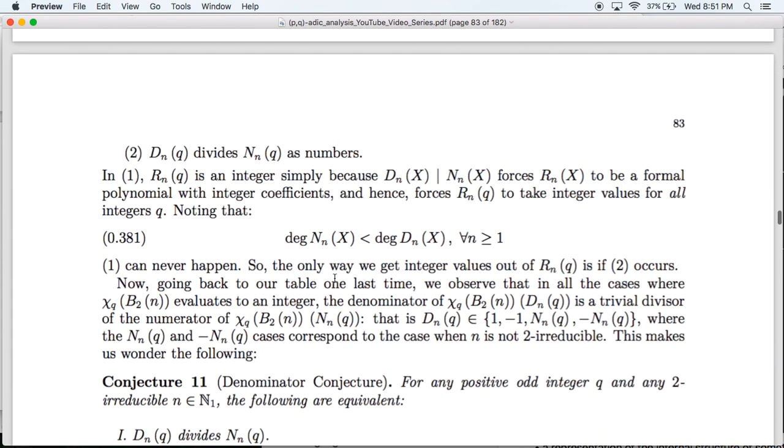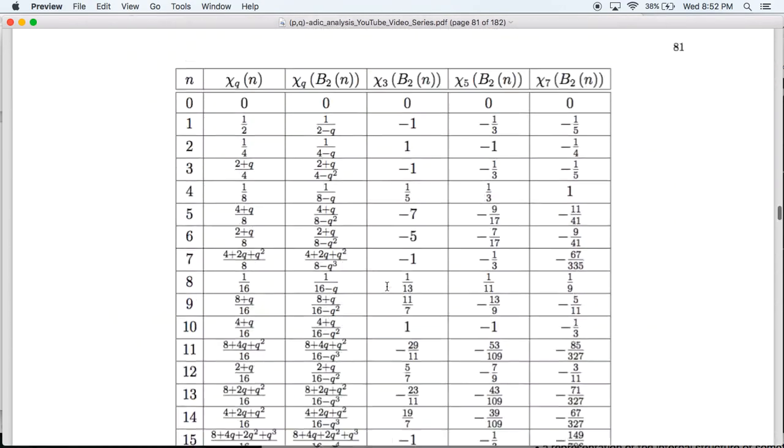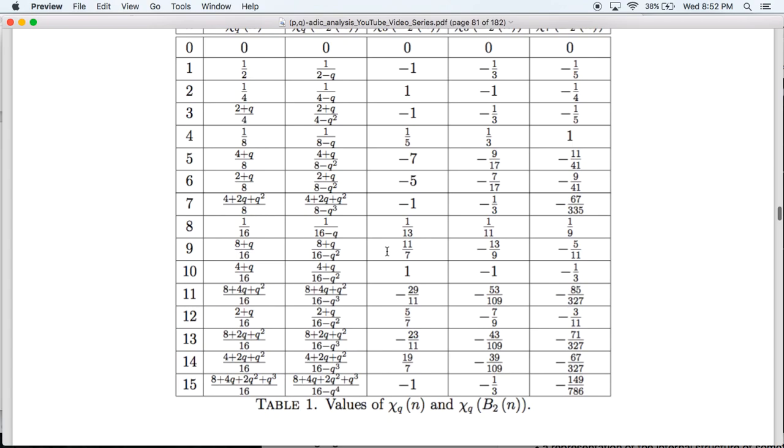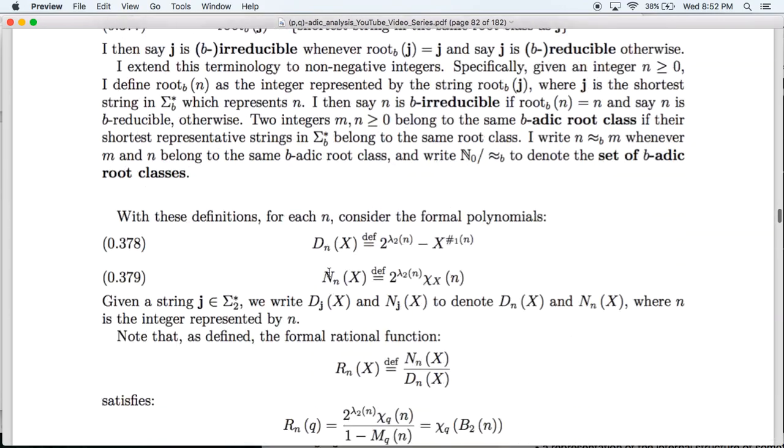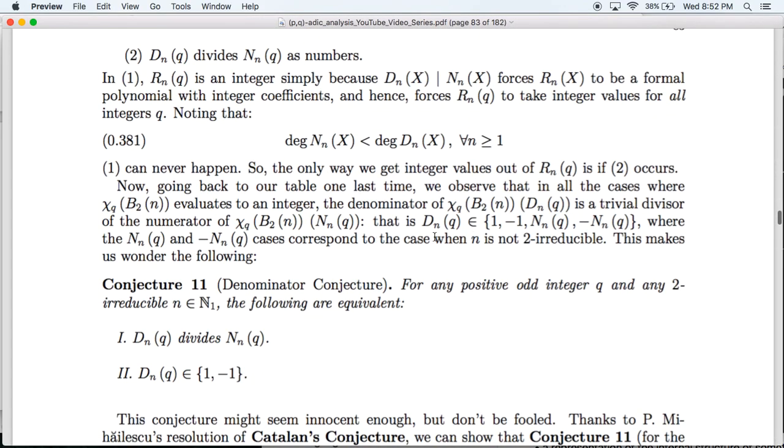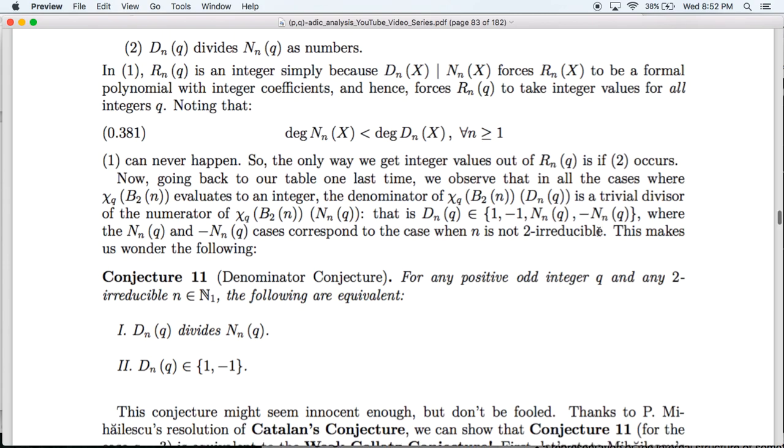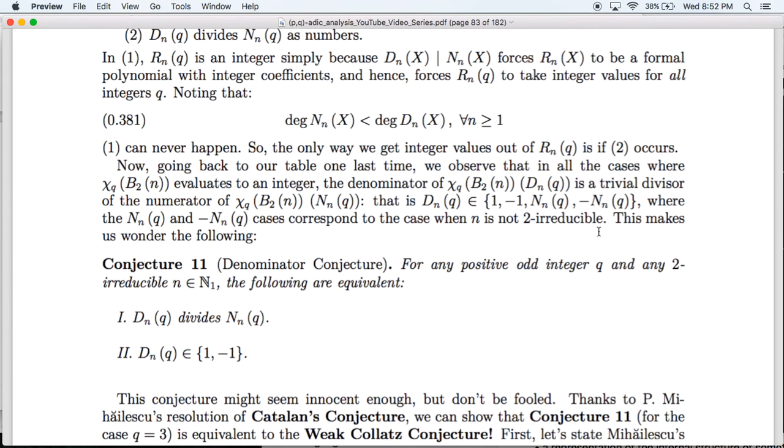What we see is that in all the cases in our table where chi q of b2 of n evaluated to an integer, the reason this happened in our table was because the denominator in this column, when evaluated at q, was going to be a trivial divisor of the numerator. That is to say, dn of q was either 1, negative 1, or the numerator, or the negative of the numerator. So this makes us wonder the following.